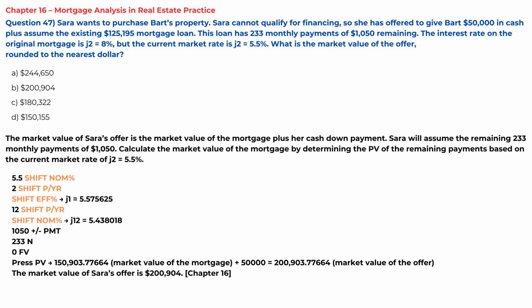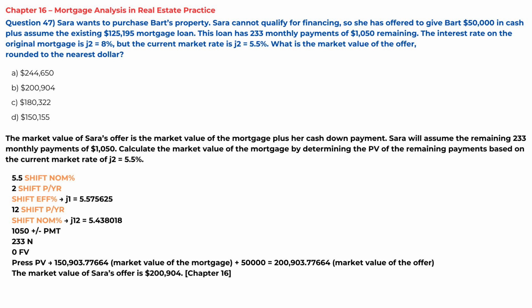The market value of Sarah's offer is the market value of the mortgage plus her cash down payment. Sarah will assume the remaining 233 monthly payments of $1,050. Calculate the market value of the mortgage by determining the PV of the remaining payments based on the current market rate of J2 equals 5.5%. 5.5 Shift NOM. 2 Shift PYR. Shift Effective. Calculator stores J1 equals 5.75625. 12 Shift PYR. Shift NOM. Calculator displays J12 equals 5.438018.